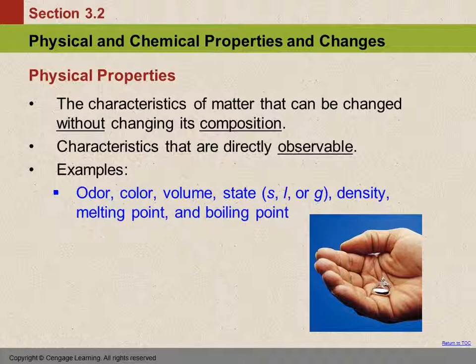We can observe the color of this piece of paper without changing it. It's white and it has some black writing on it. That's a physical property. We could find the mass of it, or we could measure the length of it or the volume without changing what it is. That's the physical property.